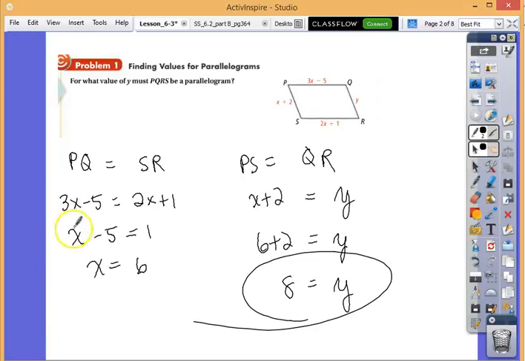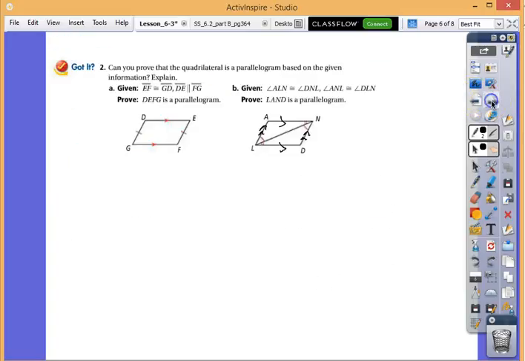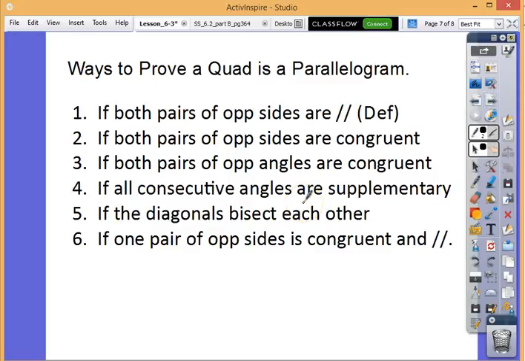All right. So I'm going to jump way ahead here to the ways to prove a quad is a parallelogram. You might want to go ahead and jot these down real quick. You can jot them down when you get home if you want to. But we're going to be using this information, something you'll be able to use as we work through the rest of the stuff in the class. Go ahead and jot these 6 things down.